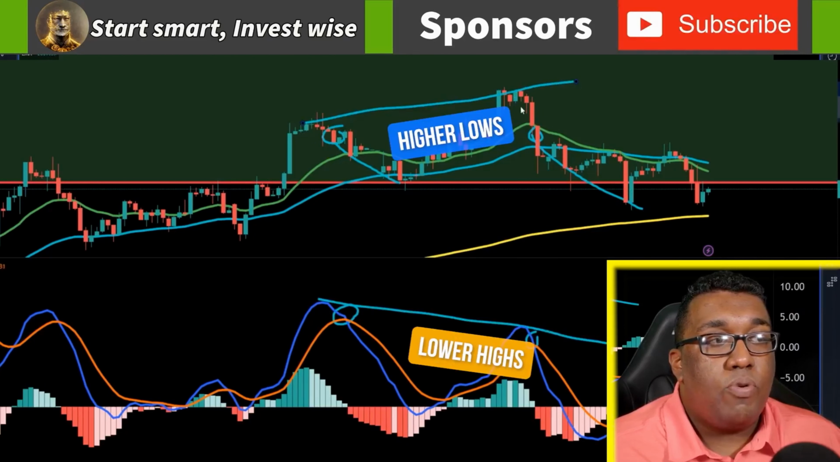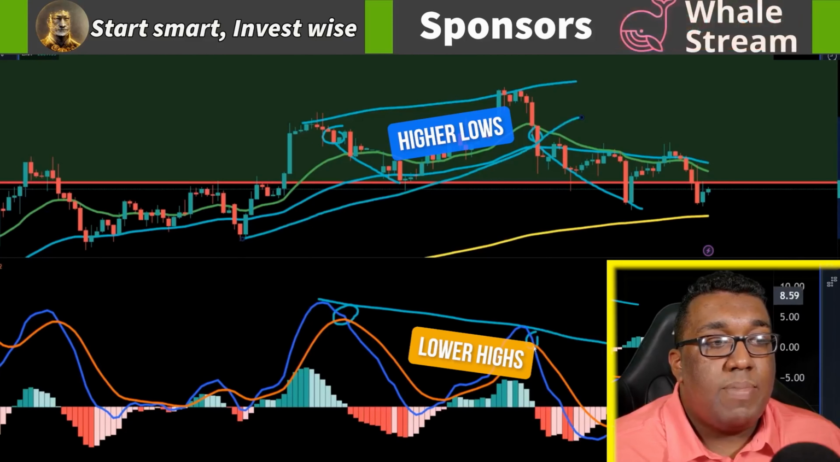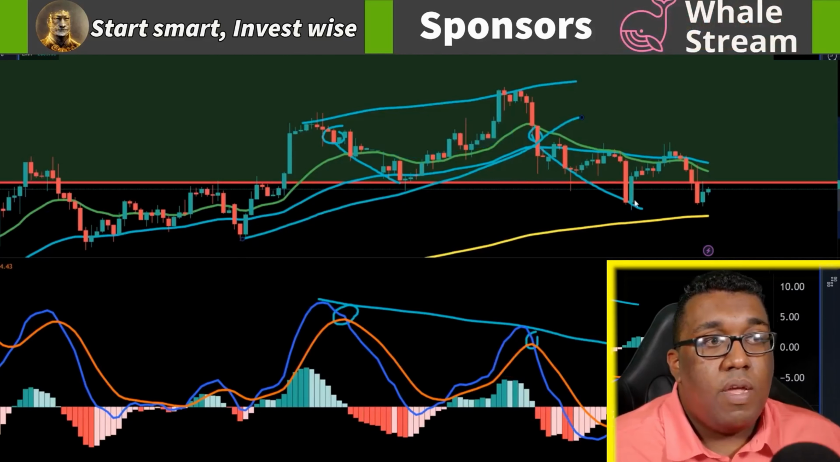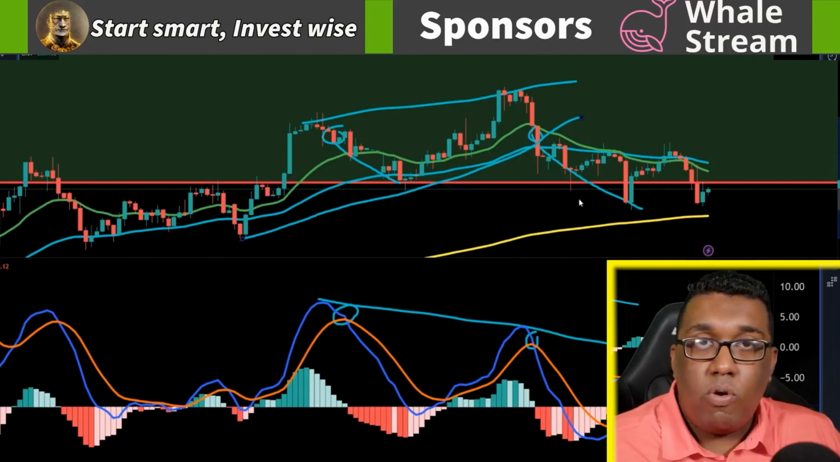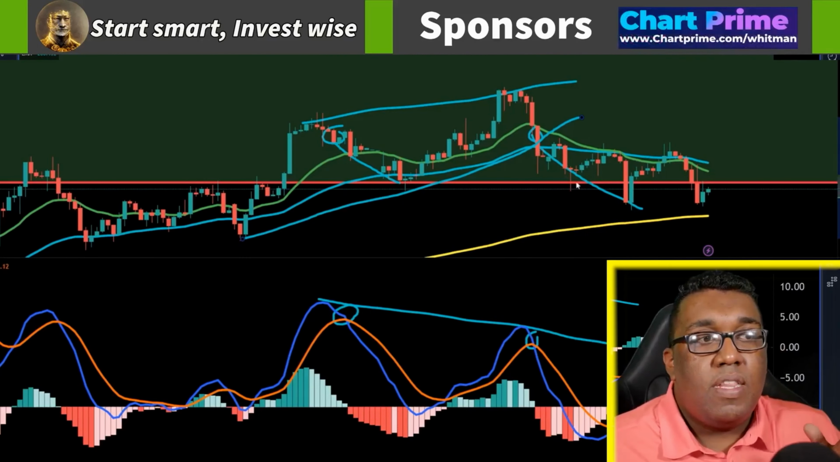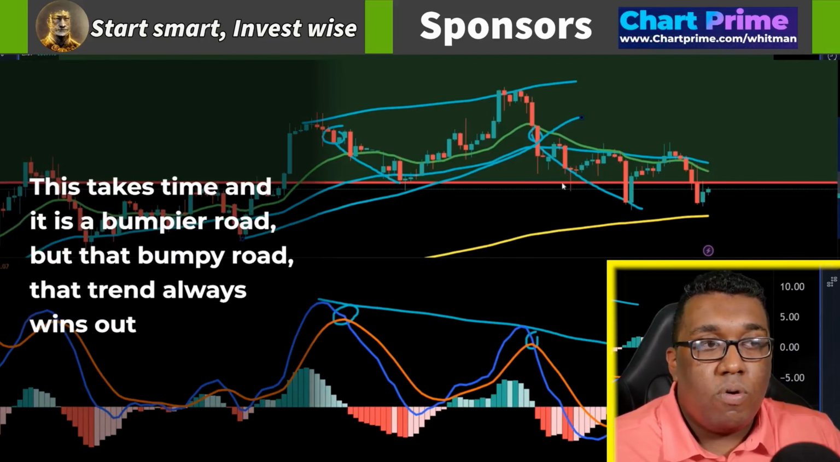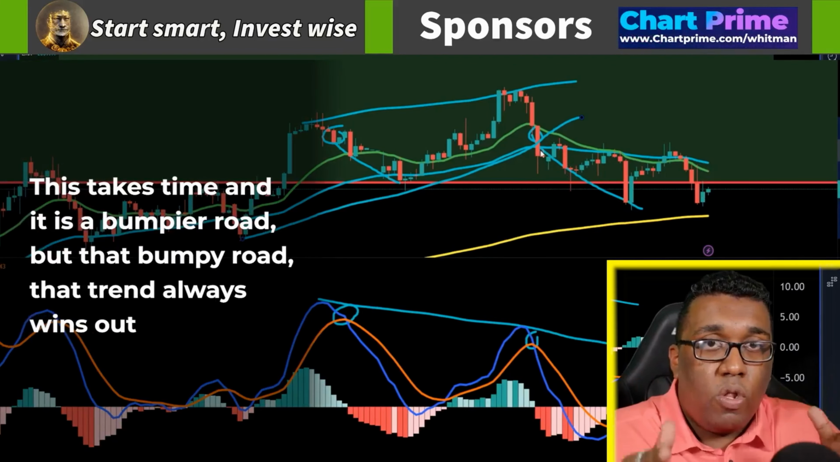That divergence will break down here, which you can look at the breakdown occurring there. Oh, at the same time as the MACD crossover, that is a breakdown that you guys could play and make some profit after. But again, it's not like it just comes screaming back down like a Bitcoin or an Apple or a Tesla. This takes time and it is a bumpier road, but that bumpy road, the trend always wins out.